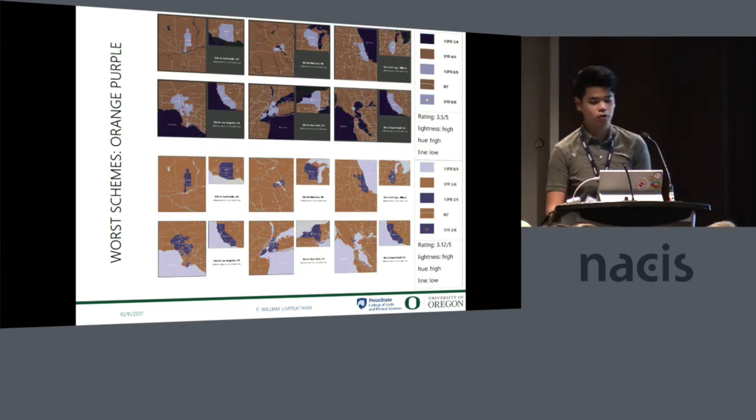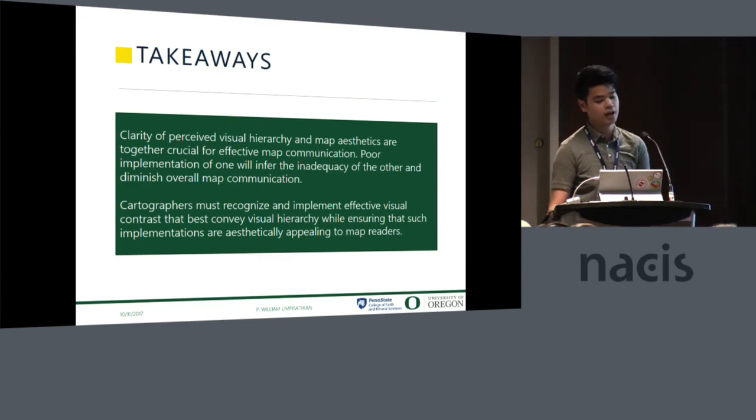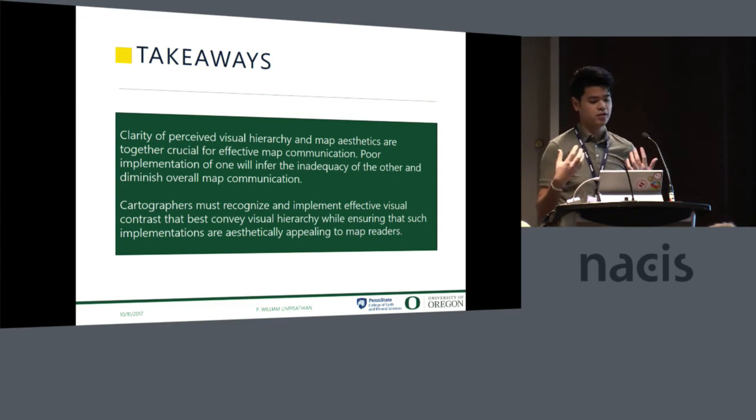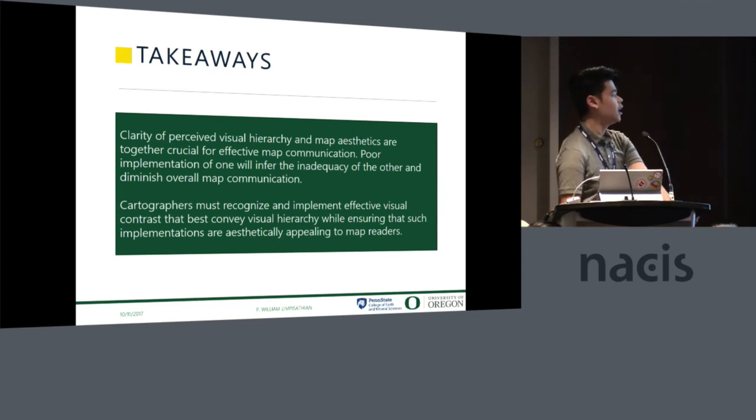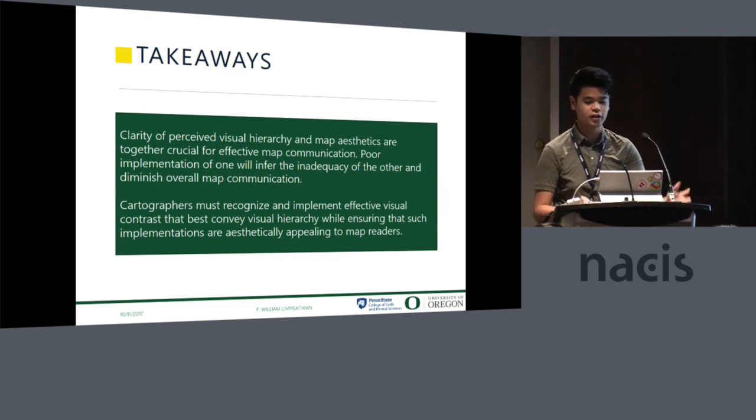So takeaways, cartographers: clarity of visual contrast and map aesthetic is crucial for map communication and is empirically linked, and we as cartographers must recognize and implement these contrasts to convey the desired visual hierarchy.